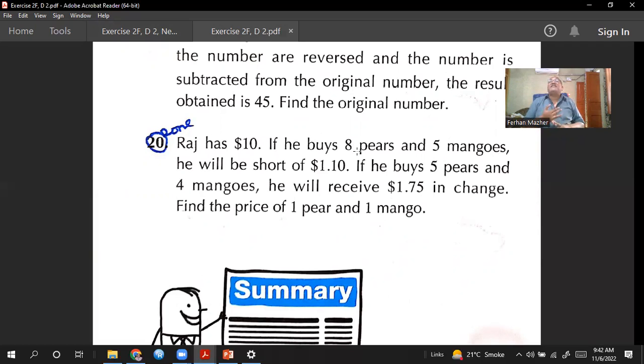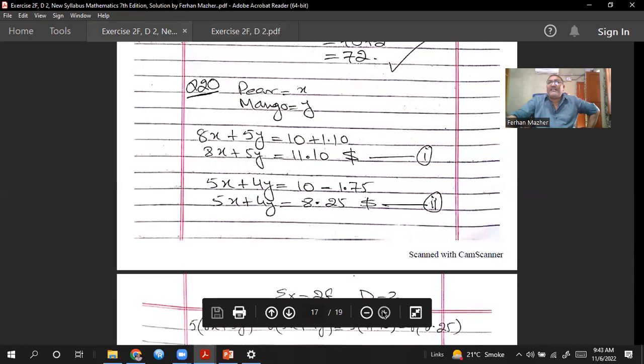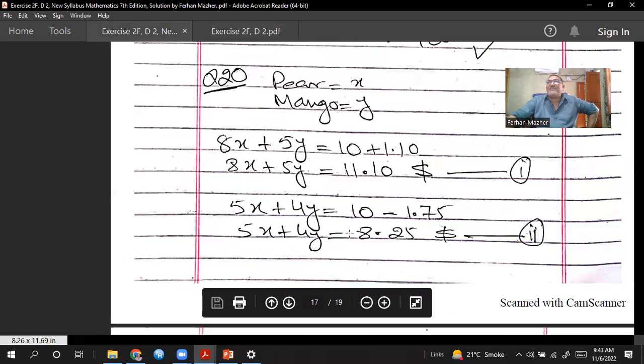He buys 5 pears and 4 mangoes. So 5x plus 4y is the cost. Because he has $10, he will get a change of $1.75, so the cost of these is 10 minus 1.75. This is the basic concept on which I'm going to make the equations. I hope you understand this, and you have to be smart and quick.